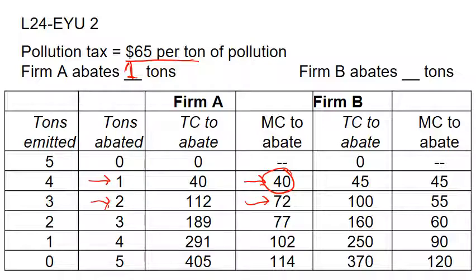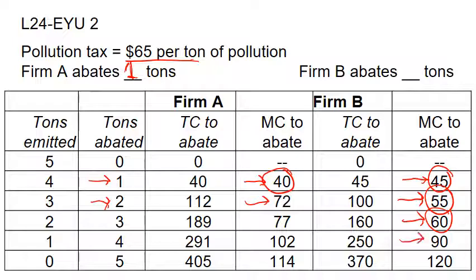Well, now let's look at firm B. The marginal cost of abatement for the first ton is $45. Well, that's lower than $65. So firm B says, yes, I'm going to abate the first ton and save $65, because 45 is less than 65. Hey, I'll abate the second ton because it only costs me $55 to abate the second ton. That'll save me paying a tax of $65. What about the third ton? Well, firm B says, sure, I'll abate the third ton because the marginal cost of abatement is only $60. It'll save me $65 in the tax.